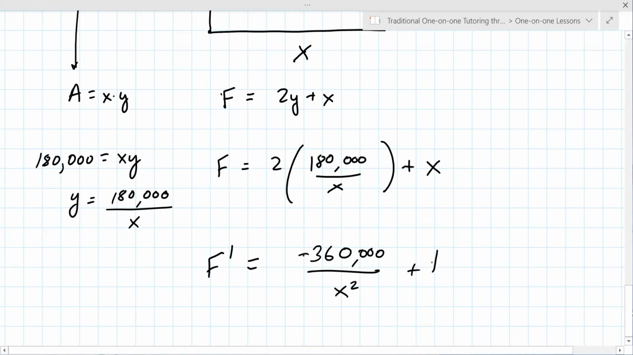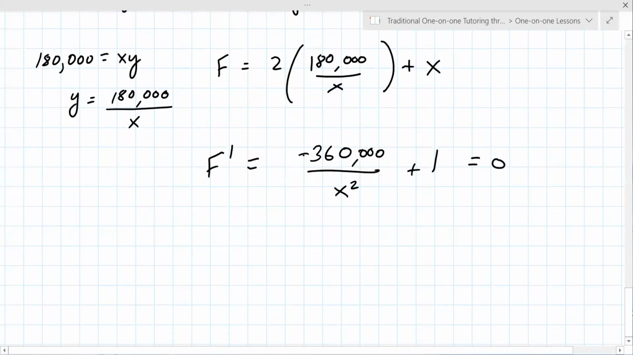So you set this equal to 0 and you solve for x. If it's not clear, you move one thing to one side, so you get 360,000 over x squared equals 1. You cross multiply, you get x squared equals 360,000. Then you take a square root.